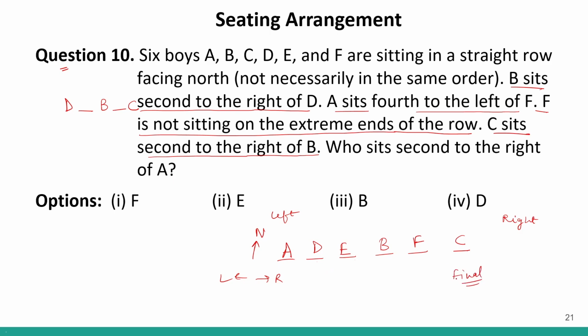Now, the question asks who sits second to the right of A. So, A is over here. Second to the right will be 1, 2. So, second to the right of A will be E. Option number 2 will be the answer. Clear? Option number 2 will be the answer.